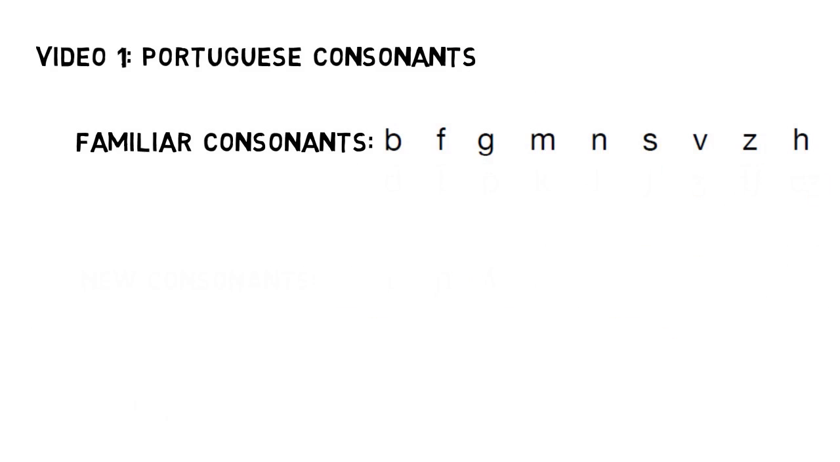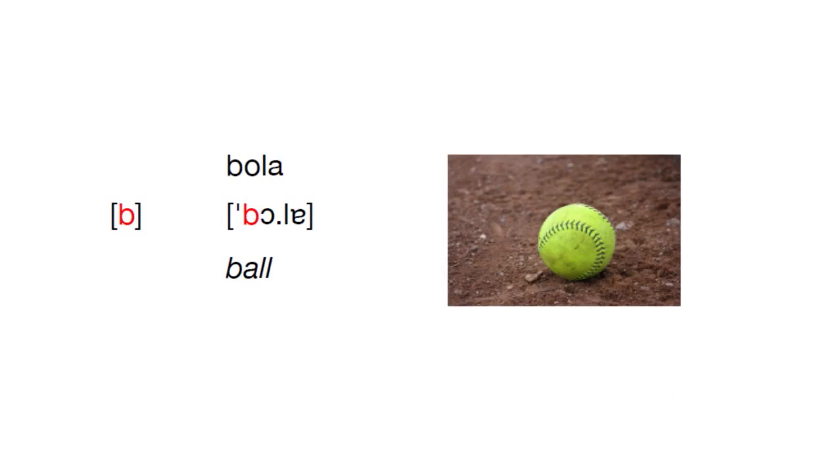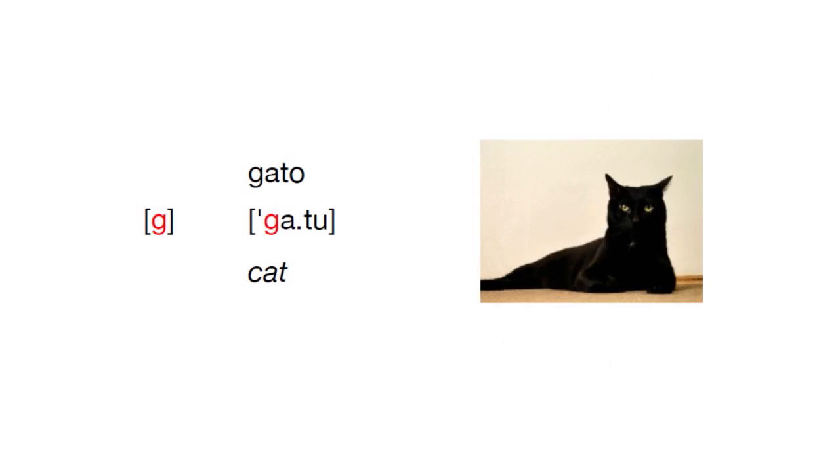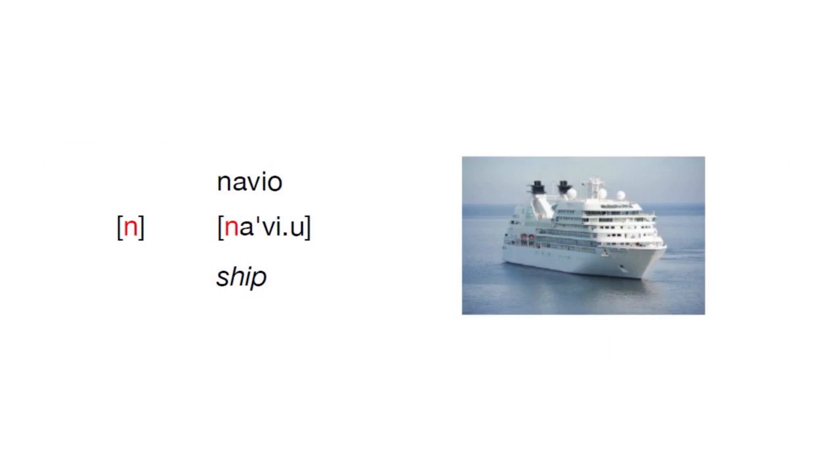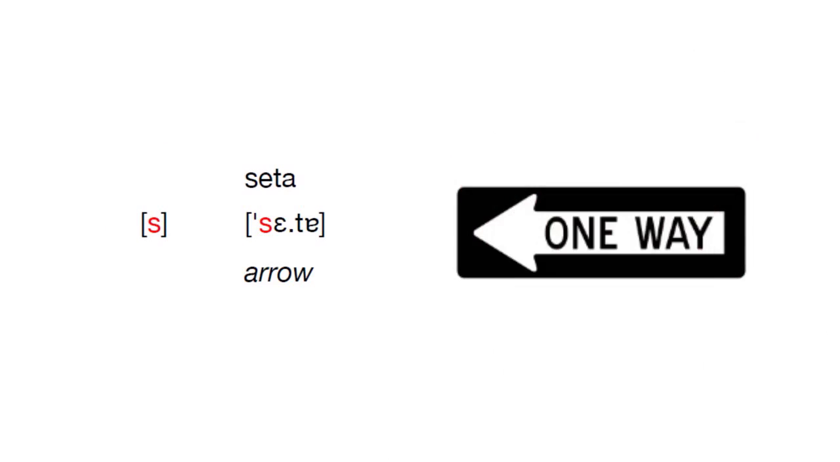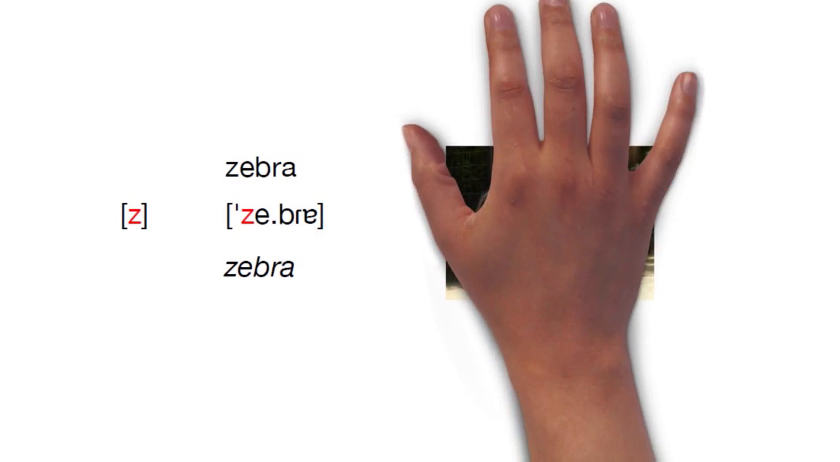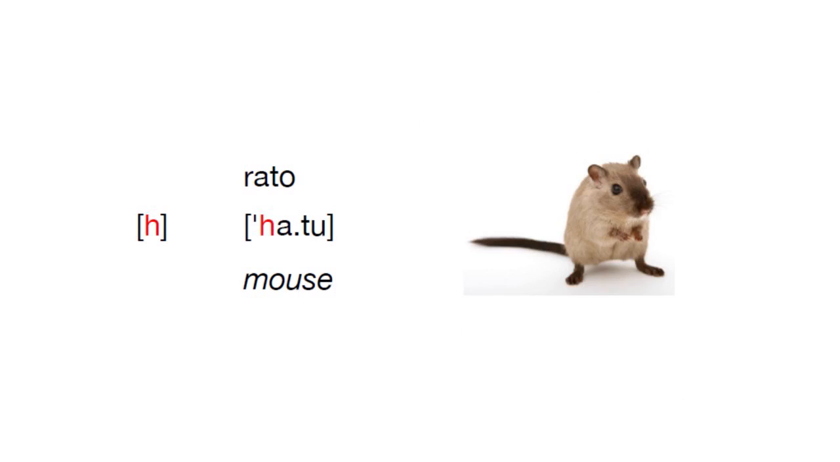Let's start with 9 really straightforward sounds and symbols. There's B as in bola, F as in fogo, G as in gato, M as in mesa, N as in navio, S as in seta, V as in vaca, Z as in zebra, and H as in rato. Note that while the IPA has an H, and the sound you're hearing is that familiar H sound from English, rato. In Portuguese, this is spelled with an R.